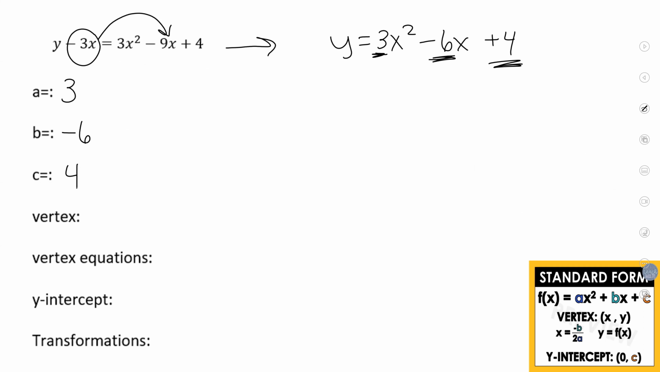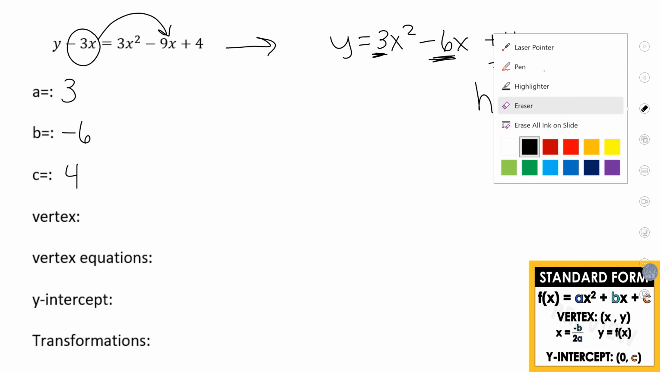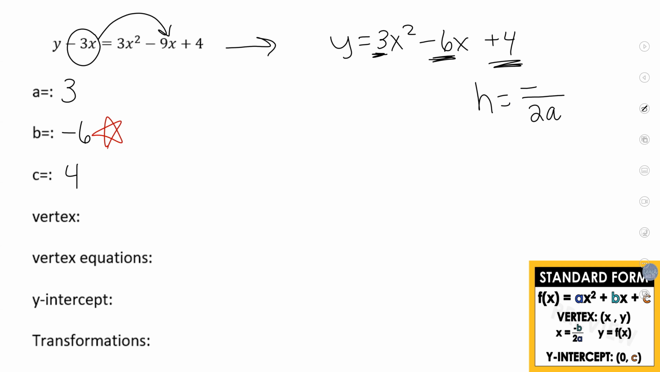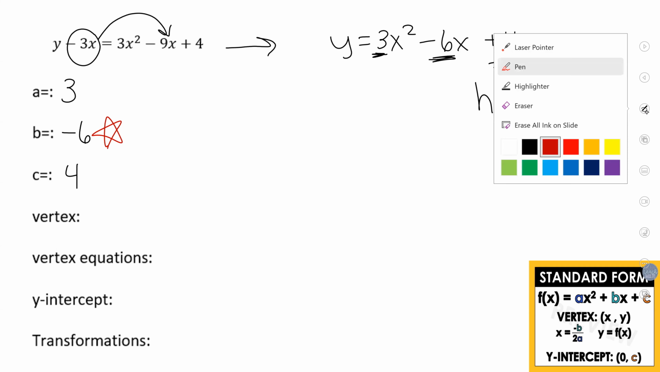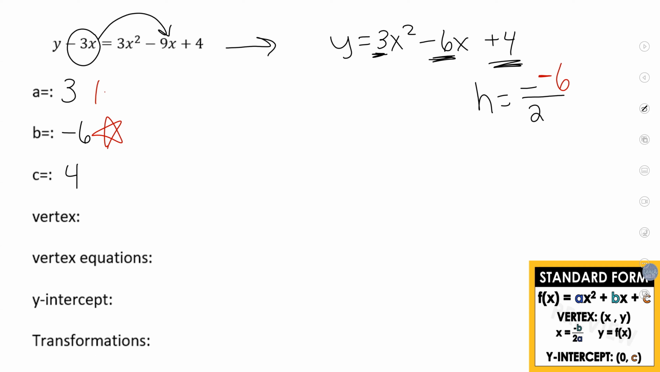So we know what A, B, and C are. Now we're going to find the vertex. In order to find the vertex, we use this equation. H equals negative B over 2A. I'm going to erase the letter B. Don't erase the negative, just the letter B. Now, guys, what did we say the B value was? Yep, it's negative 6. It's right here. So I'm going to put in negative 6. Now I'm going to erase the A. And what did we say the A value was? 3. So I'm going to put a 3 right here.